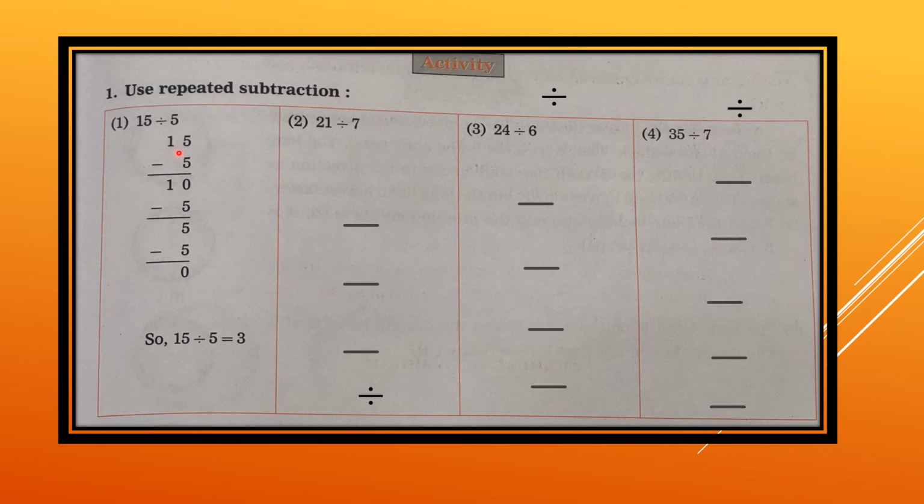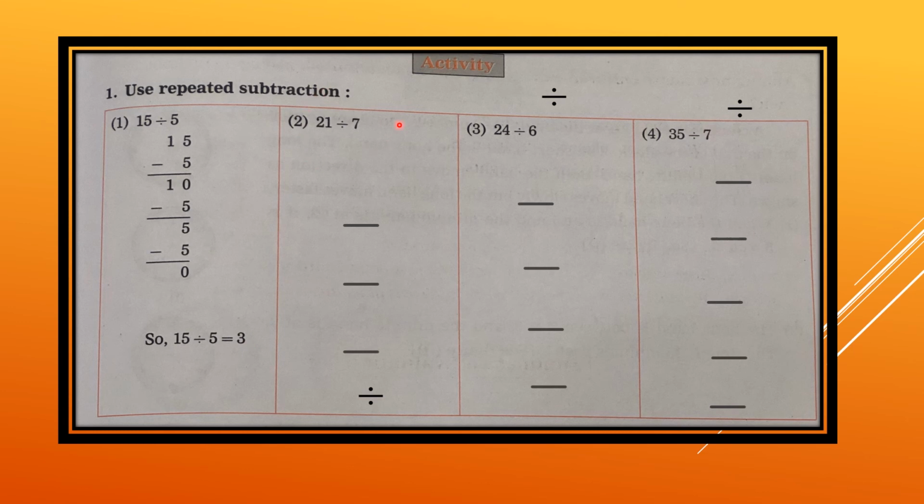So 15 minus 5, the answer is 10. 10 minus 5 is 5. 5 minus 5 is 0. So how many times did we do this? This is once, this is twice and this is thrice. So the answer is 15 divided by 5 is 3.